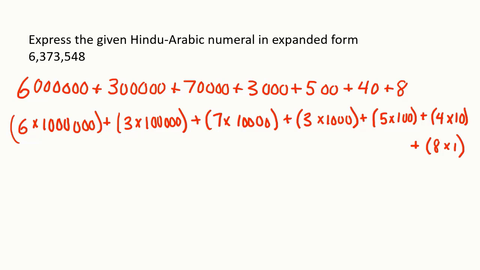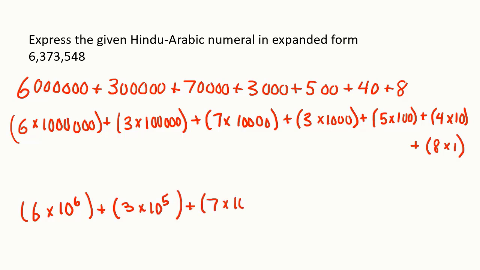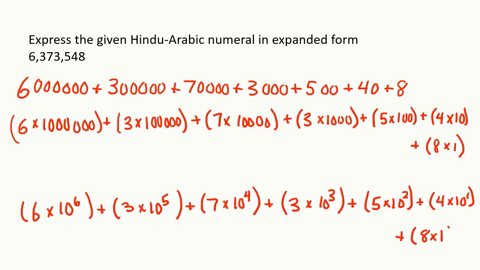We could take this even further using exponents to represent this expanded form, which would be 6 times 10 to the 6th for the millions, plus 3 times 100,000 would be 3 times 10 to the 5th, plus 7 times 10 to the 4th, plus 3 times 10 to the 3rd, plus 5 times 10 to the 2nd, plus 4 times 10 to the 1st, plus 8 times 1. But remember, 10 to the 0 is the same as 1, so that 1 is representing 10 to the power of 0. This second form, right here, is also expanded form, but it's expanded form using exponents.